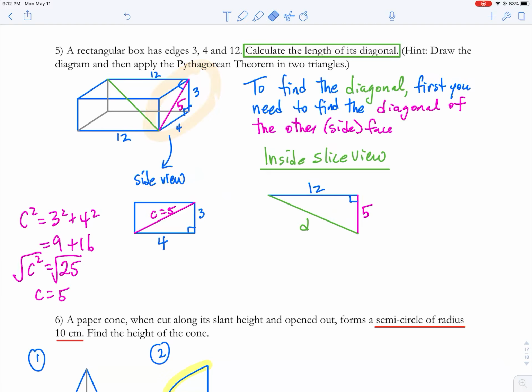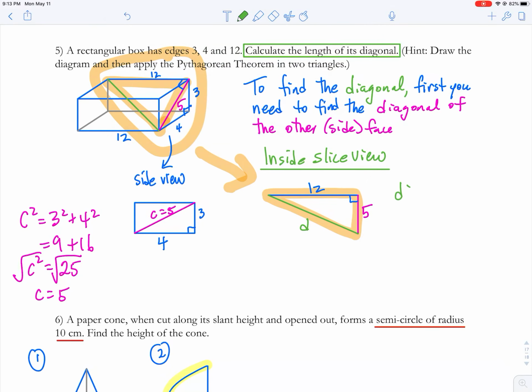Okay. But we want the green diagonal. And the green diagonal, you have to kind of think about it in 3D. It might be a little bit tricky. It's going to be this triangle. And again, I've drawn it not inside the box, over here. So that triangle has one length 5, another edge 12, and then we're going to solve for that diagonal D.